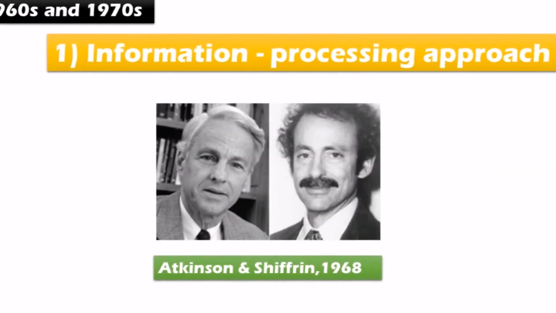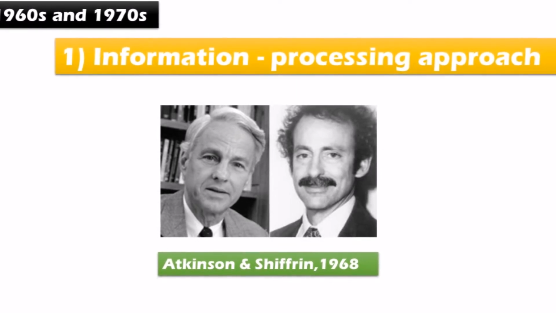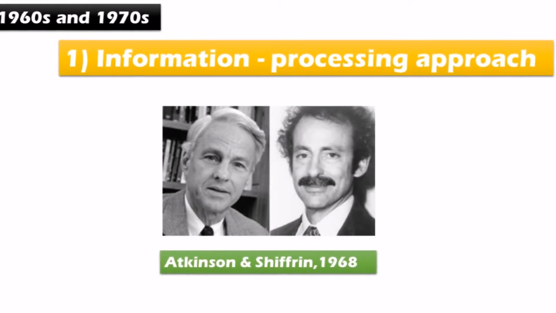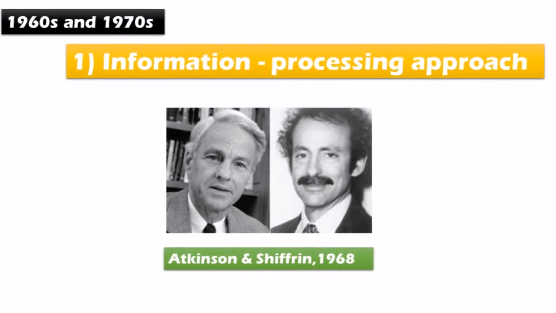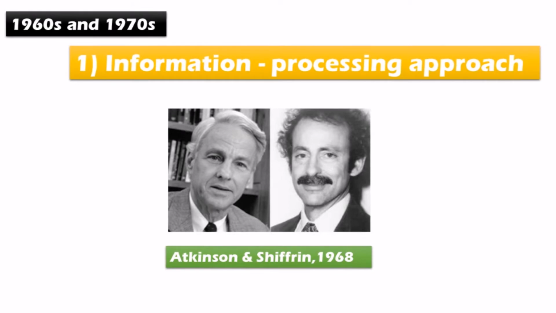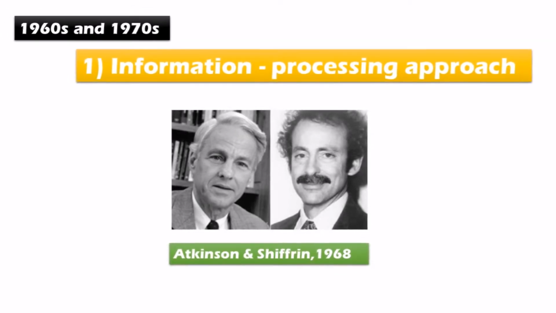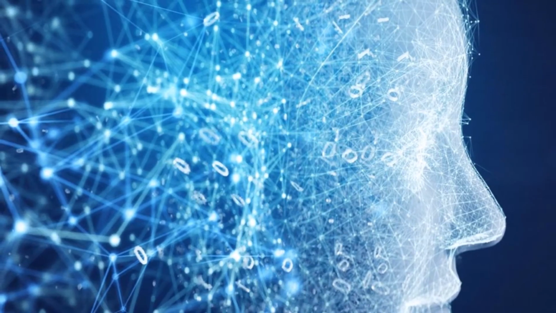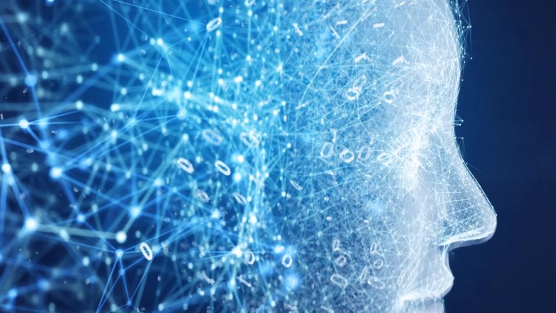1. Information processing approach, according to Atkinson and Shiffrin, 1998. This approach dominated cognitive psychology in the 1960s and 1970s and remains influential today. The information processing approach draws an analogy between human cognition and the computerized processing of information. Central to it is the idea that cognition can be thought of as information passing through a system.